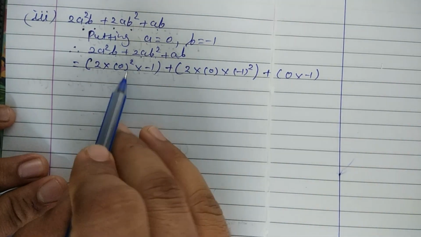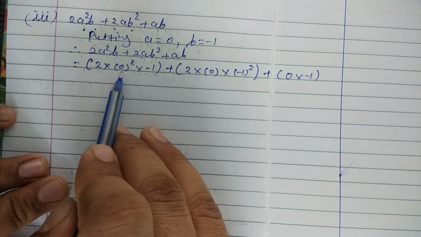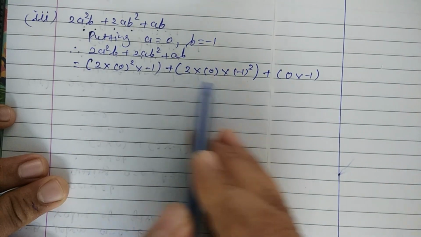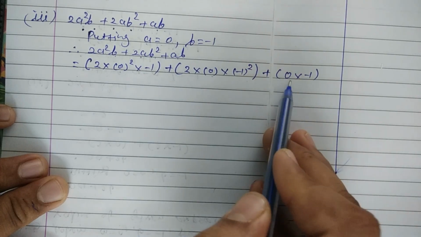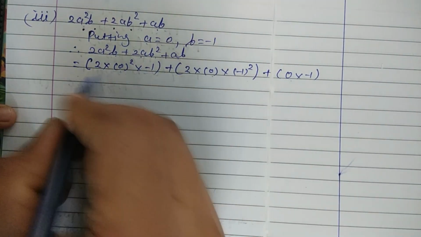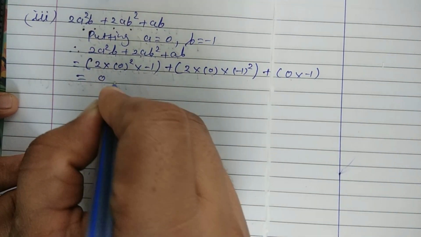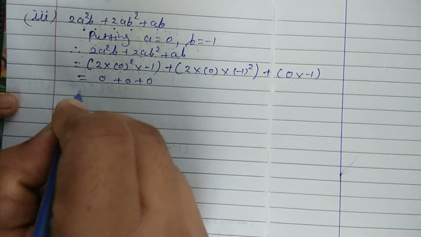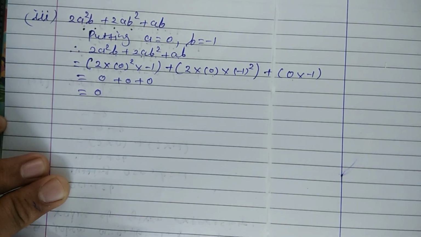As we can see that in first term, in multiplication, that is 0, in second term also 0, and in third term also 0. So value of these three terms is 0 plus 0 plus 0, and that is equal to 0. So value of this expression is 0.